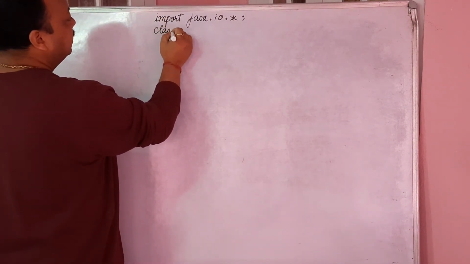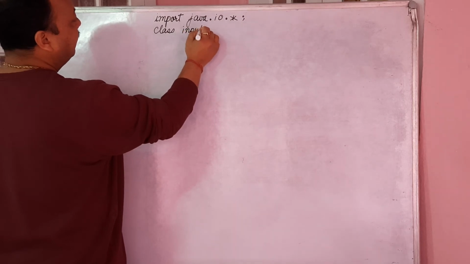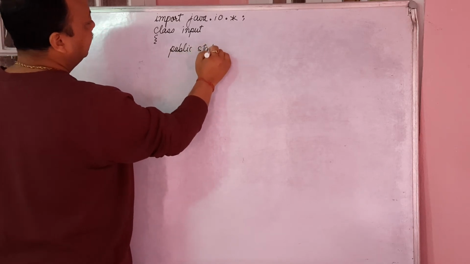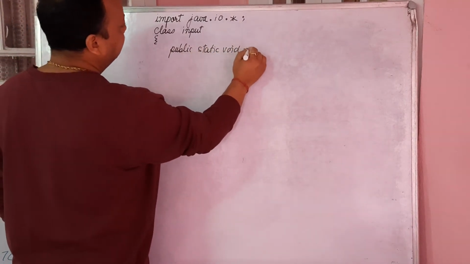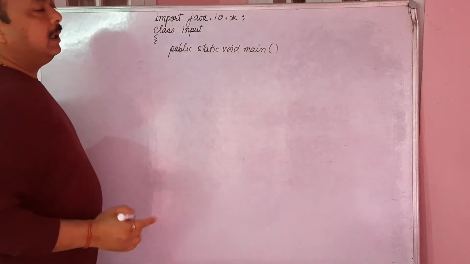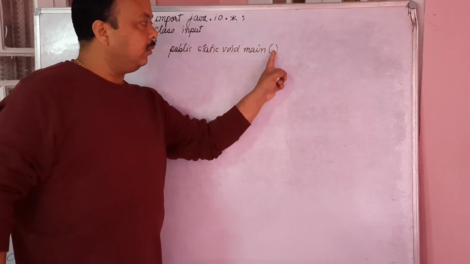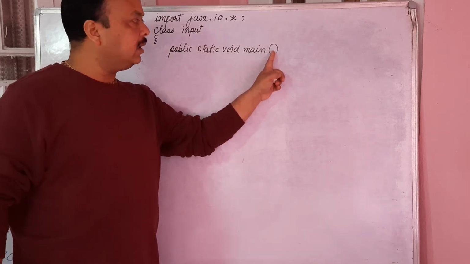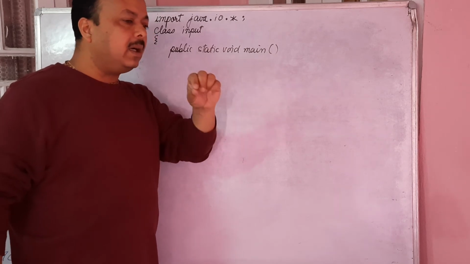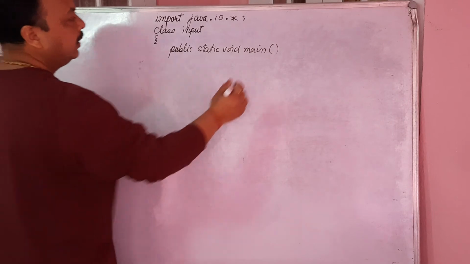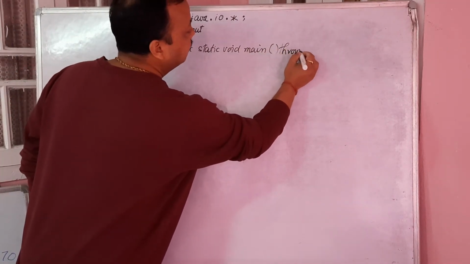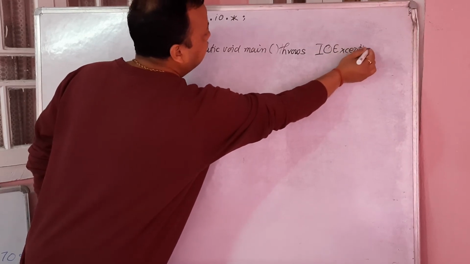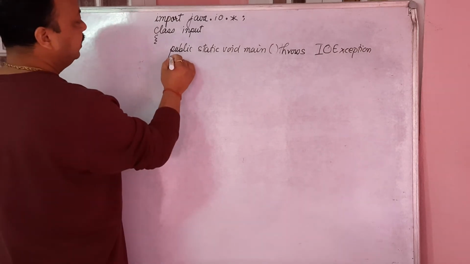So we have class input, we have public static void main. As I told you, whatever you want to write within this pair of parentheses, if at all you want to write string args, will be written only when you require command line argument. Otherwise that is not important. Okay? And then you write throws IOException. So this is very important.